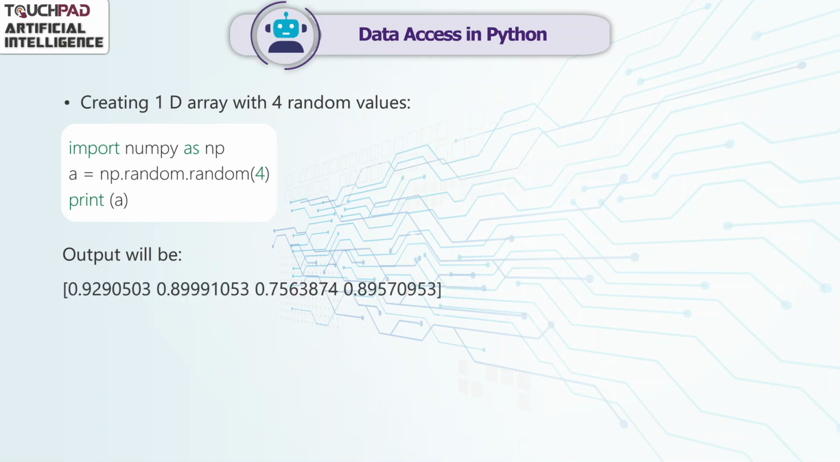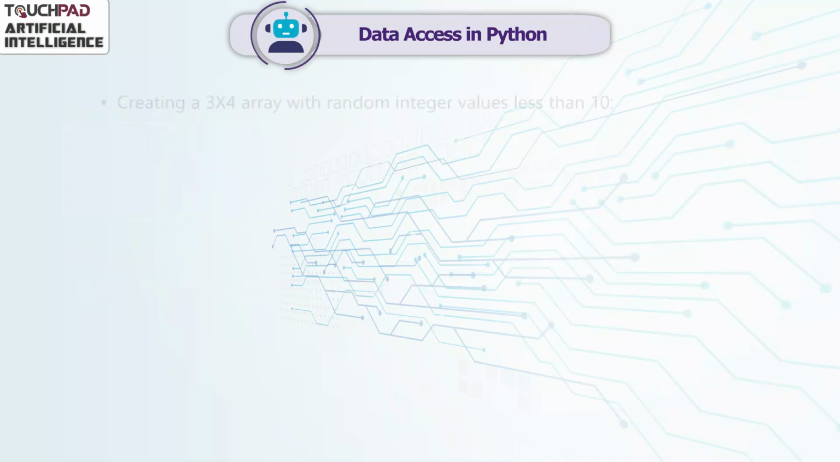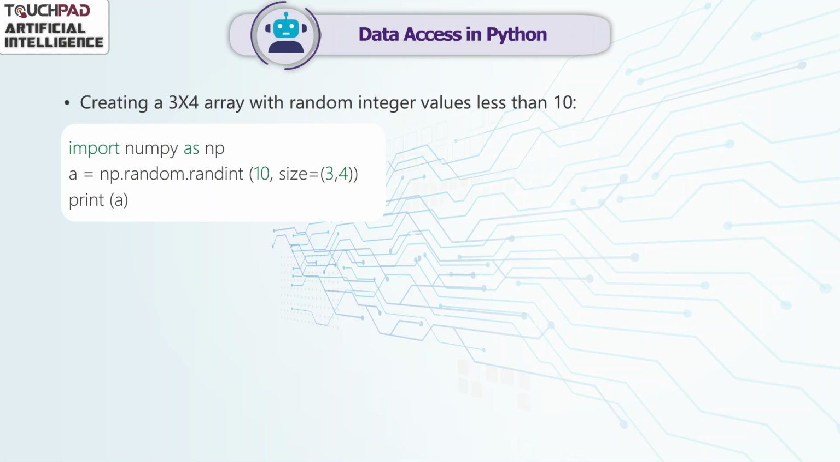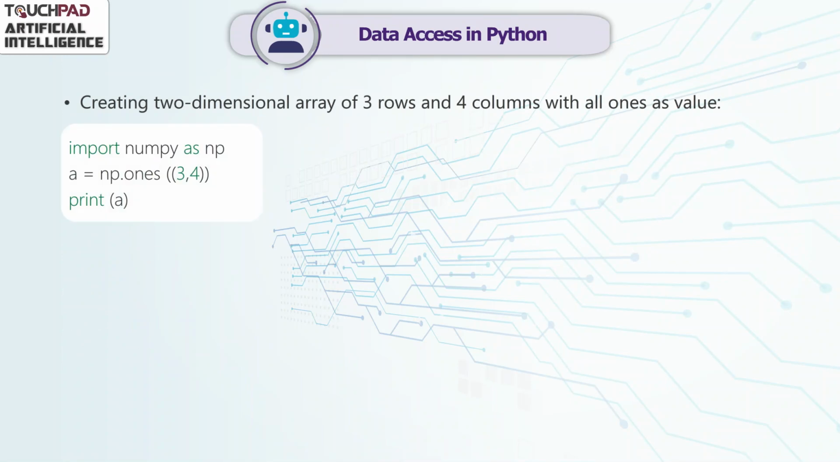Output will be 0.9290503, 0.89991053, 0.7563874, 0.89570953. Creating a 3 by 4 array with random integer values less than 10. Output will be 3141, 7601, 4229. Creating a 2-dimensional array of 3 rows and 4 columns with all ones as values.